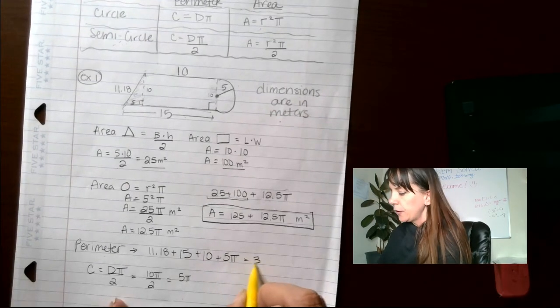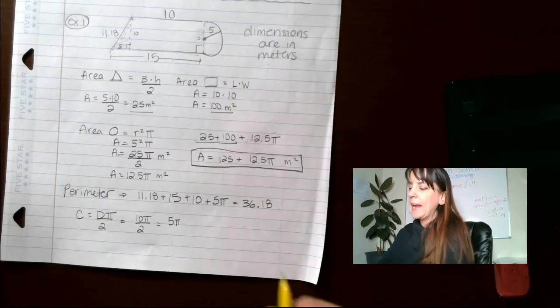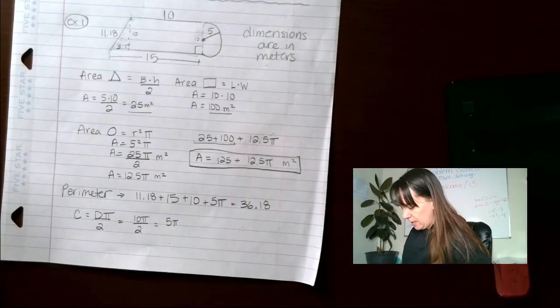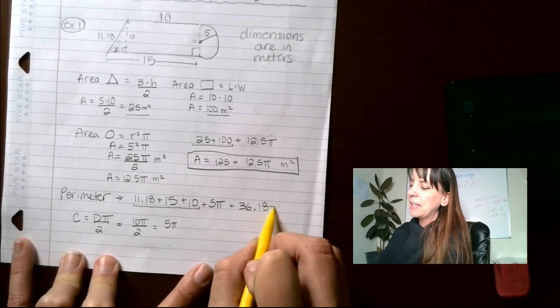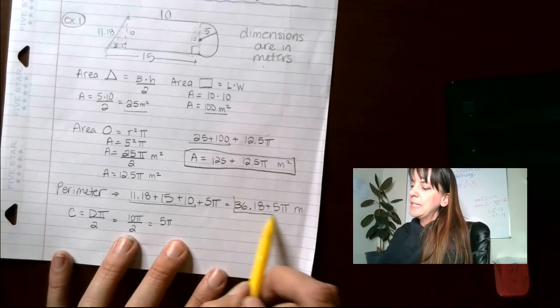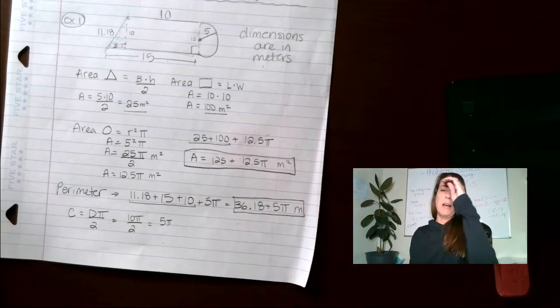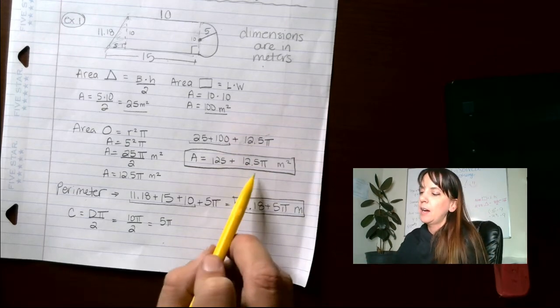so this is going to equal 36.18. Wait, yep, 11 point, oh, that's this, just making sure I did it right. That's that plus 5 pi. And that is just plain old meters. Now, looking in the book, they do actually have you multiply by 3.14. So if you want to do that, that's fine by me as well.